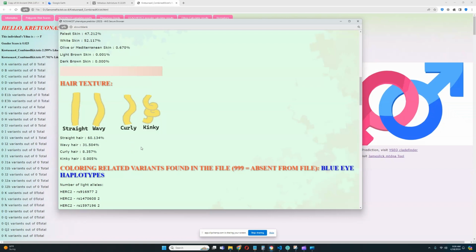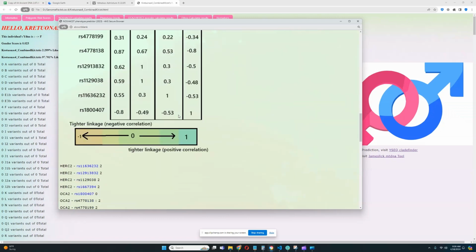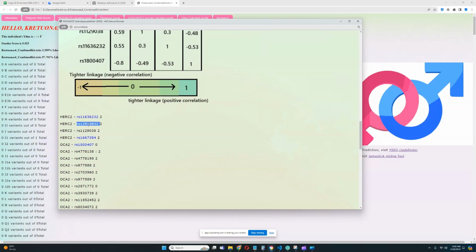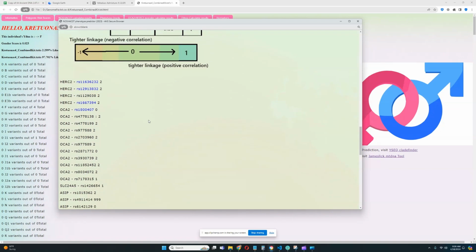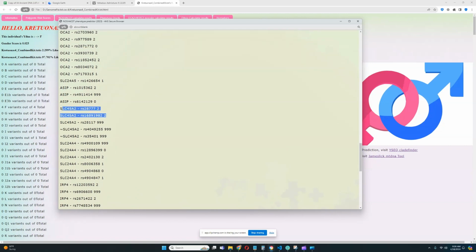So definitely doesn't have kinky hair. Most likely she's got straight or wavy hair. Probably doesn't have curly hair either. For coloring related variants found in the file, it looks like she has BH3, BH2, and BH1. She has got all the blue eye haplotypes.